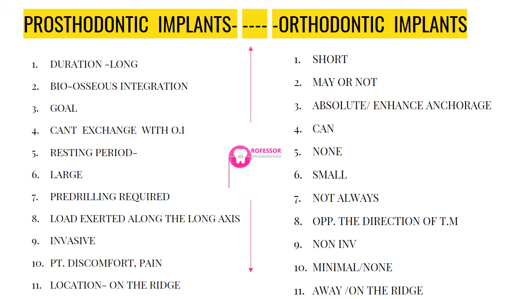What is the purpose of using a prosthodontic implant? Well, the purpose is very clear: replacement of a missing tooth or more than one missing tooth is the indication for the use of a prosthodontic implant. Whereas the goal of an orthodontic implant is to provide absolute anchorage during orthodontic treatment in cases of high anchorage value, or in cases wherein the anchorage is next to absent. For example, patients with multiple posterior teeth missing, patients who are partially dentulous. In such cases, that's the goal of orthodontic implants, to provide anchorage.